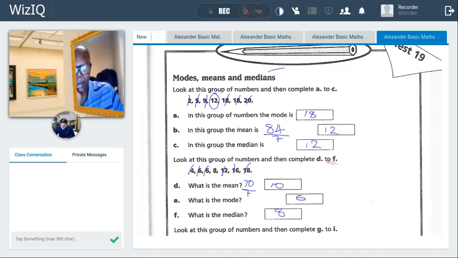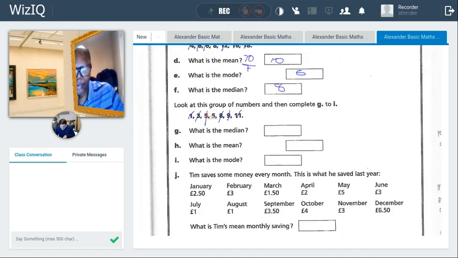Look at this group of numbers and then complete G to I. 1, 3, 5, 5, 8, 9, 11. What's the median? 5. What's the mean? We have a total of 42, and then we divide by 1, 2, 3, 4, 5, 6, 7, so that should give us 6. What's the mode? 5. Yes, the mode is going to be 5.